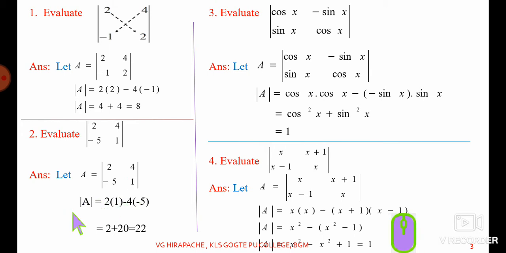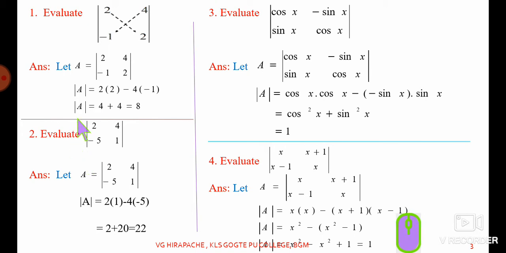As per the definition of the second order determinant, determinant of A is equal to left top to right bottom, 2 ones are 2. Always there is a minus sign, 4 into minus 5, that is right top to left bottom. Therefore here it gives 2 ones are 2. Minus into minus is plus, 4 fives are 20. Therefore the sum of these two terms is equal to 22. Therefore 22 is the value of the determinant of the given example 2.